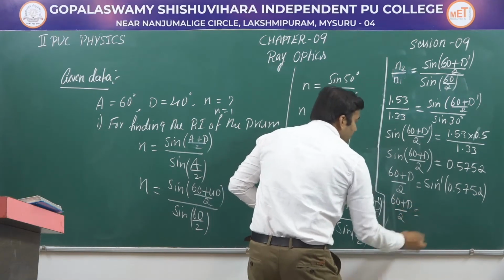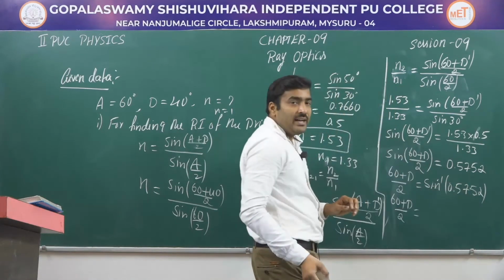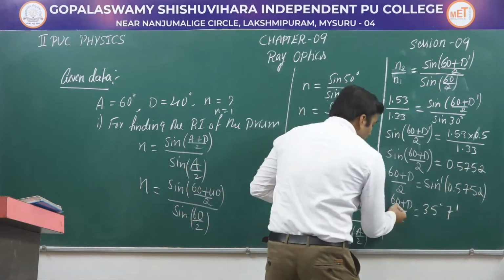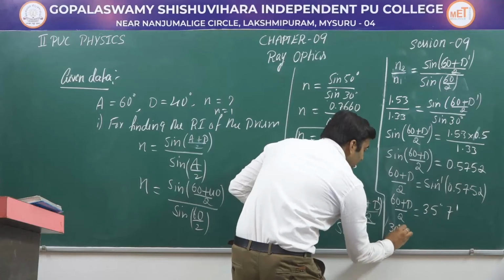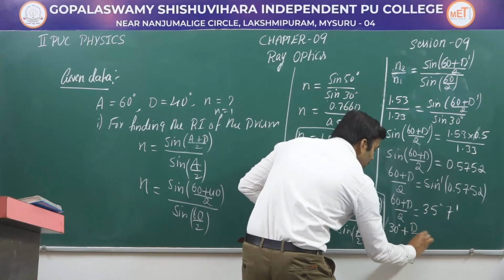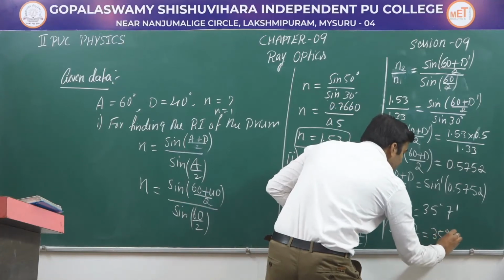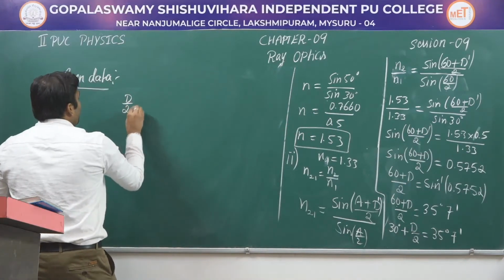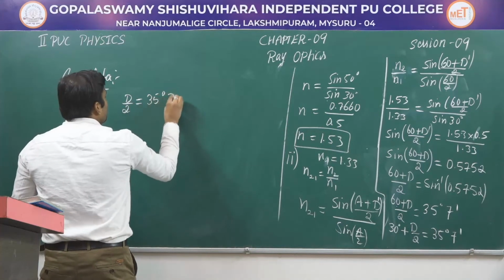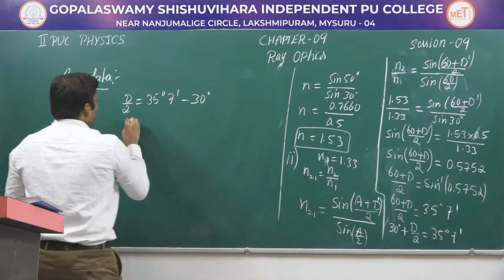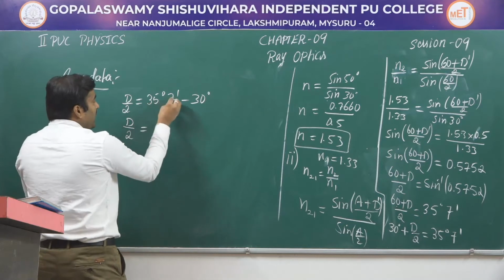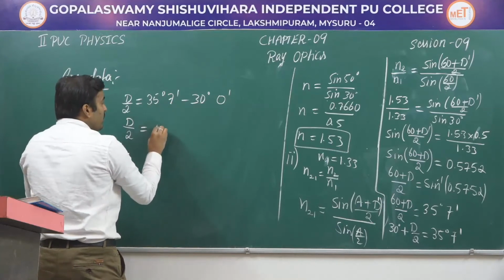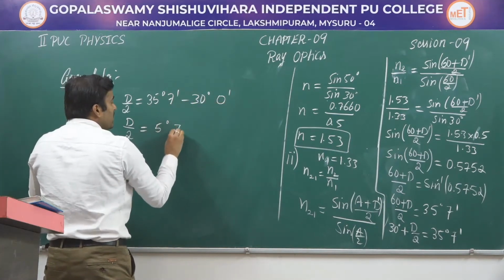This is (60 plus D dash) by 2 is equal to, if I find this angle, what you will get is 35 degree 7 minutes. Okay. Now 60 by 2 is 30 degree plus D dash by 2, which is equal to 35 degree 7 minutes. Now take this 30 degree to the right hand side, and what you will get is D dash by 2 is equal to 35 degree 7 minutes minus 30 degree. This can be written as 0 minutes also. So 35 minus 30 is 5 degree, 7 minute minus 0 minute is 7 minute.